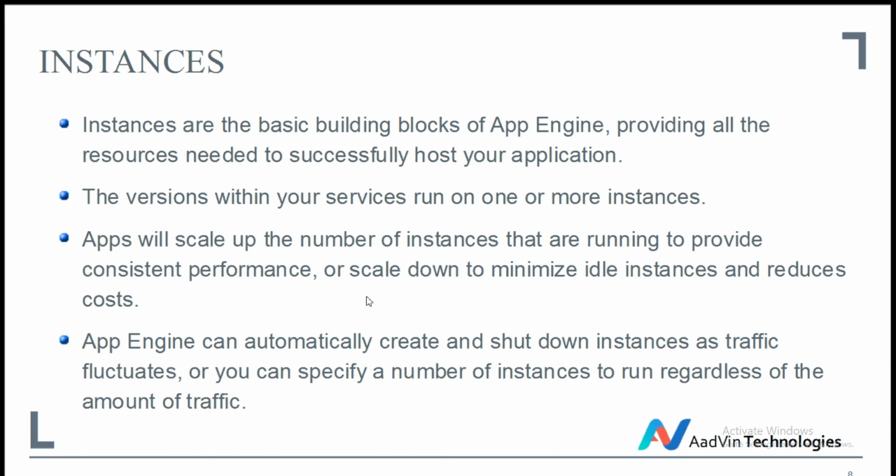App Engine can automatically create and shut down instances as traffic fluctuates, or you can specify a number of instances to run regardless of the amount of traffic. So we can easily create and shut down instances when traffic fluctuation is happening. So when there is a large amount of traffic, we can allow multiple instances for the application. We can scale up and scale down easily there.